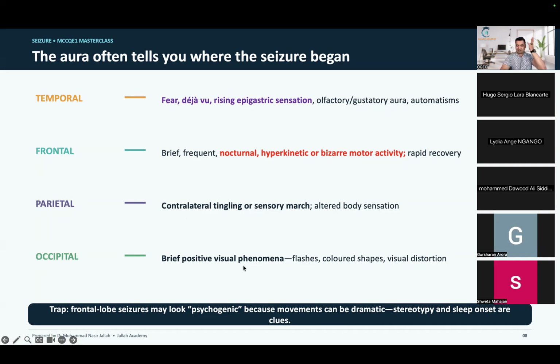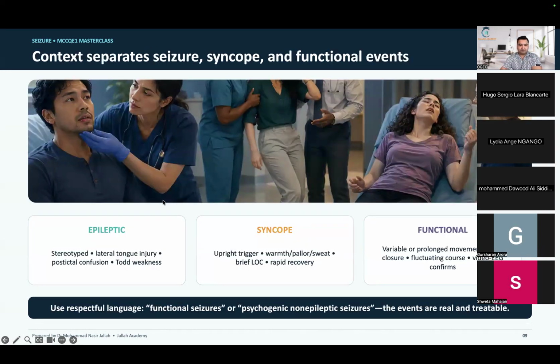So the occipital lobe is the area for vision, right? If the patient says that he is seeing colors that he cannot explain, or he has never seen before, or visual distortion, or flashes, or he sees things that he cannot explain to you, those are coming from the occipital area. Trap: the frontal lobe seizure may look psychogenic because movement can be dramatic or stereotyped, and sleep onset is a clue, usually during sleep.